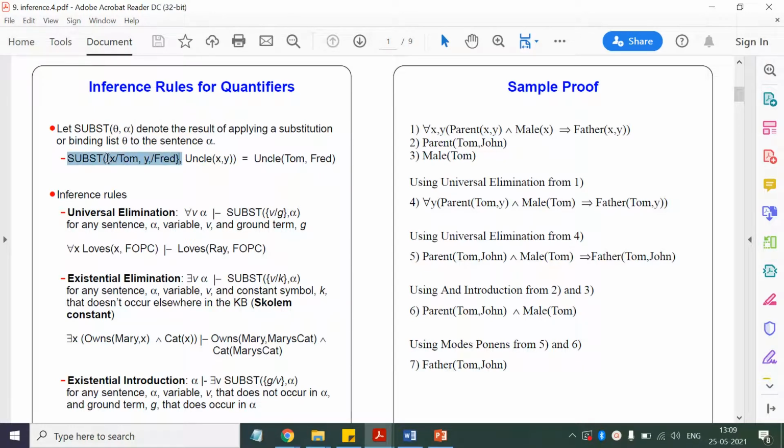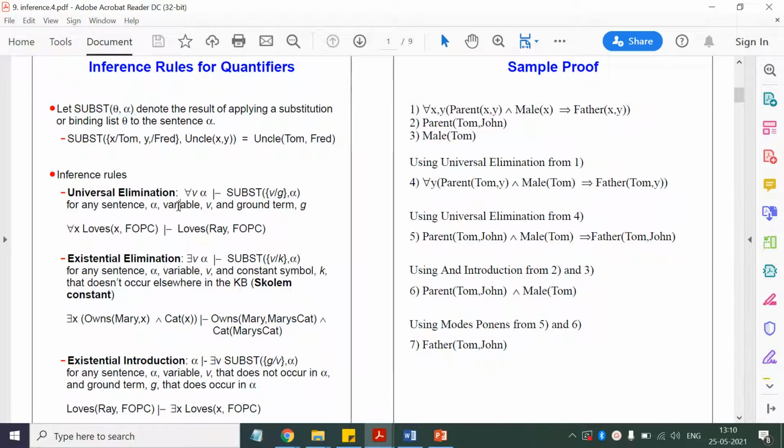So this curly bracket is showing the substitution list. We are replacing x with Tom and y with Fred. So if I put x equals Tom and y equals Fred, this sentence becomes Uncle(Tom, Fred). So Tom is the uncle of Fred. This is given by this function. Theta is representing our substitution list and alpha is our given sentence. This function returns an updated sentence, our substituted sentence. So I think this is clear to you.